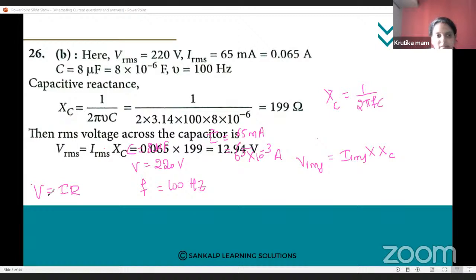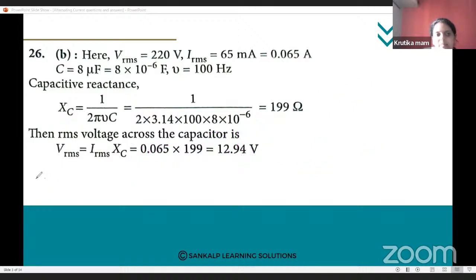Okay, so please see here. Don't focus on the solution. First see what I am saying. That is, potential is equal to IR, we write, right? To calculate the voltage, we write it as V is equal to IR. But here the circuit is not containing the resistor. The circuit is consisting of what? That is the capacitor. Therefore the expression becomes what? That is IRMS into XC. So how can we find out XC? XC is equal to 1 upon 2 pi f into C.